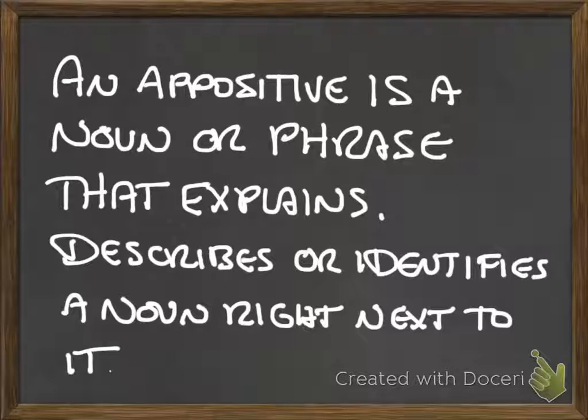So if I say, my mother, Gloria Walter, is a teacher, I could say just, my mother is a teacher. That would be the basic sentence. But I decided to add her name for whatever reason. So I say, my mother, Gloria Walter, is a teacher. That Gloria Walter, that phrase, name, is an appositive. It identifies the noun right next to it. My mother, Gloria Walter, is a teacher.